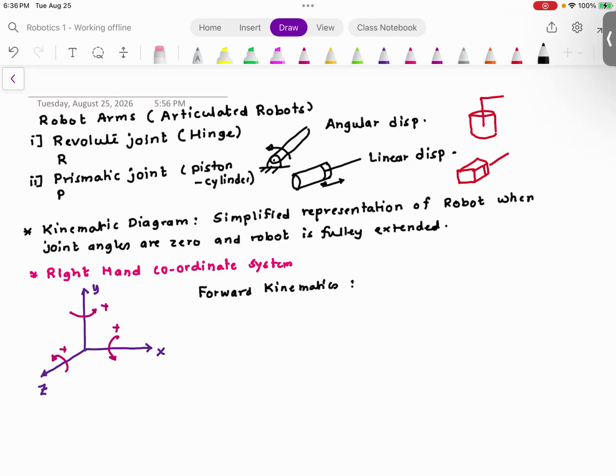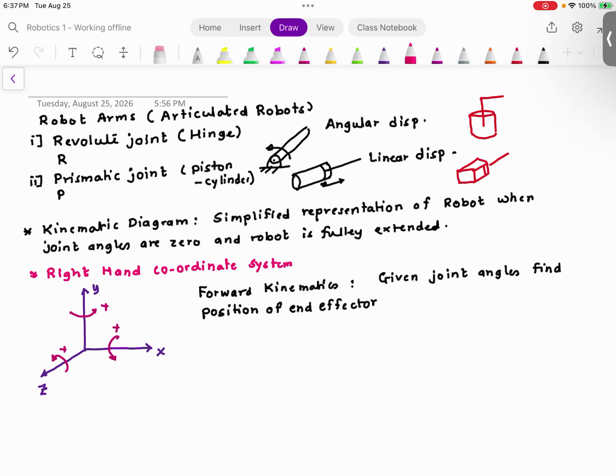So forward kinematics is: given joint angles or joint values, find the position of the end effector. So I'm going to give you a simple problem. Imagine that you have a 1 degree of freedom robot.